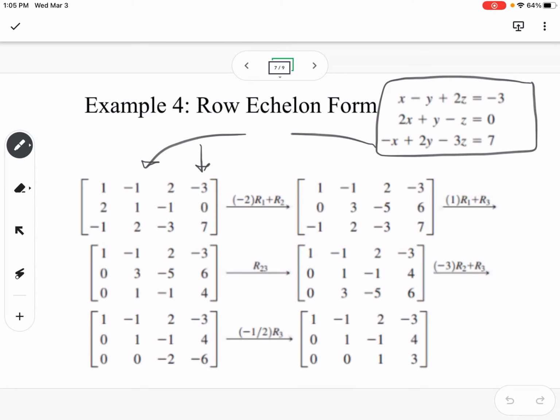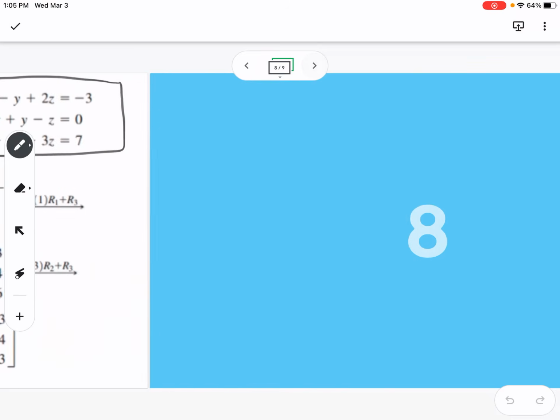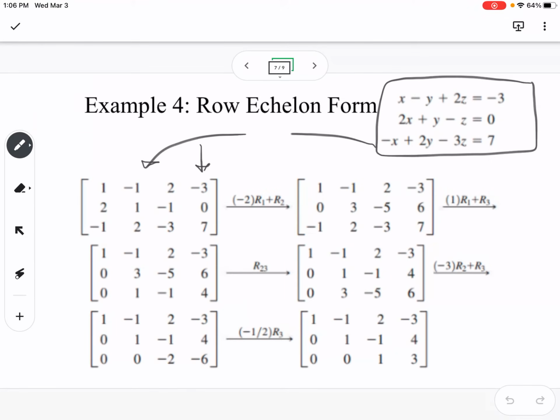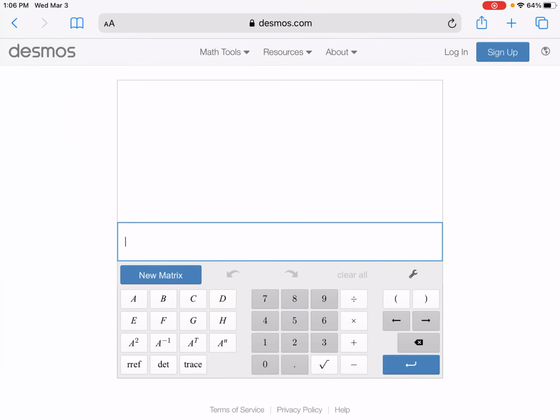I'm also going to sidestep here for a second. I want to show you how to do this on the calculator. You can see how much work goes into this, and so we have the benefit of technology. So I'm going to show you, this is our matrix calculator. So I can input my original matrix.